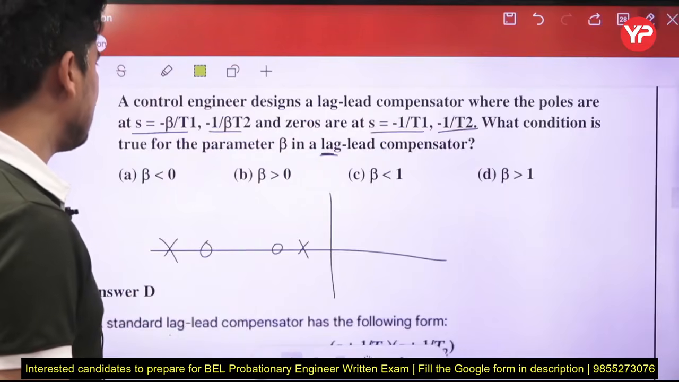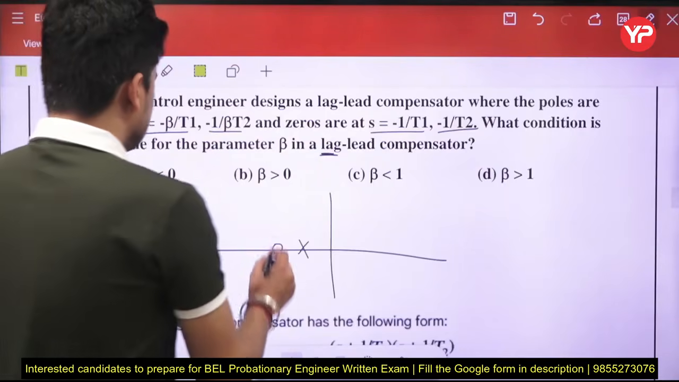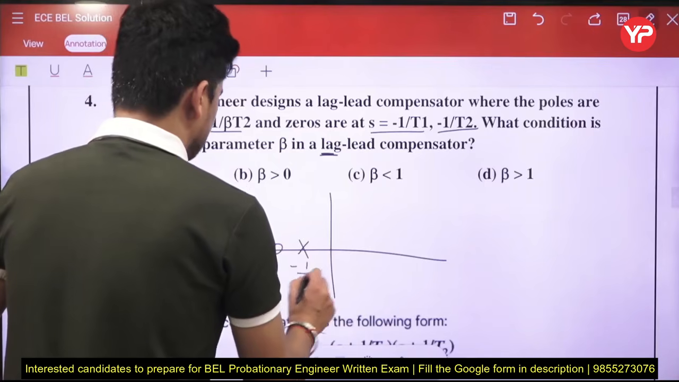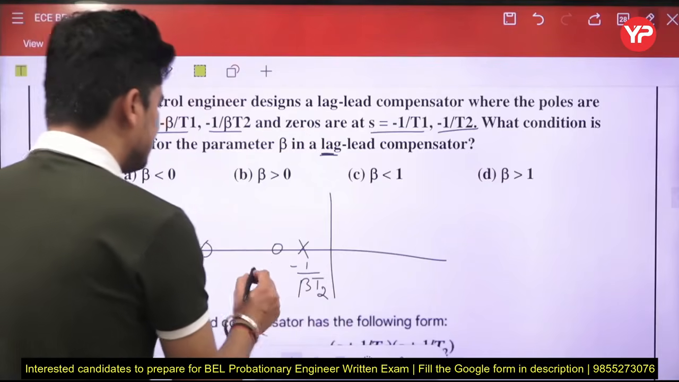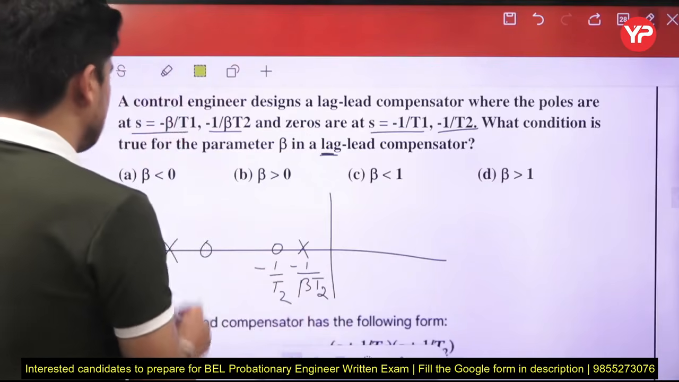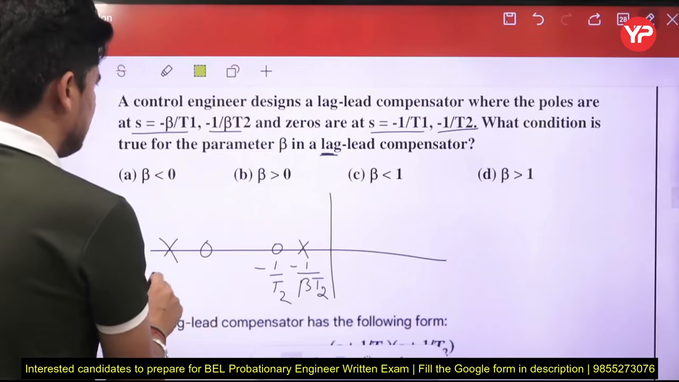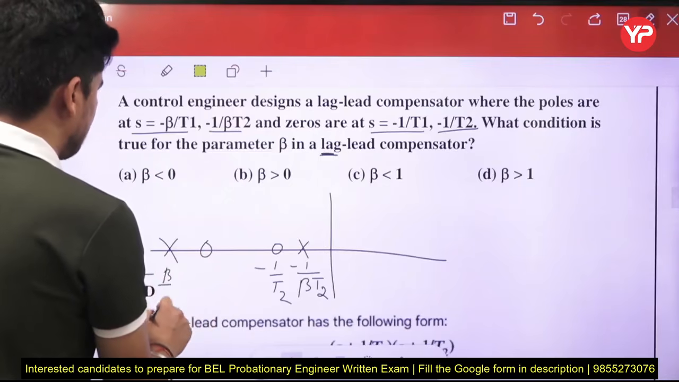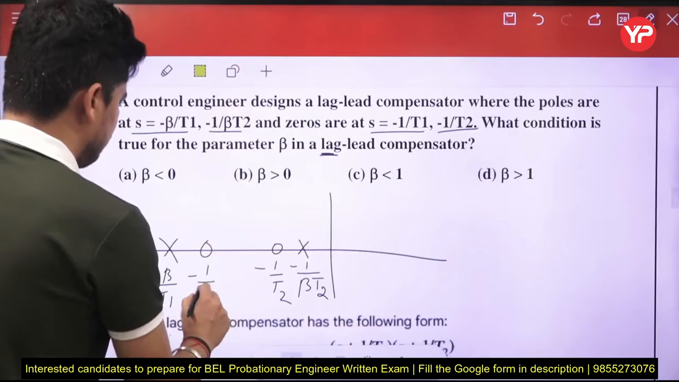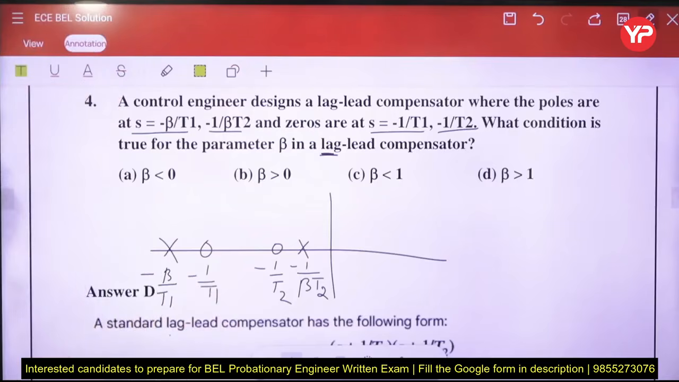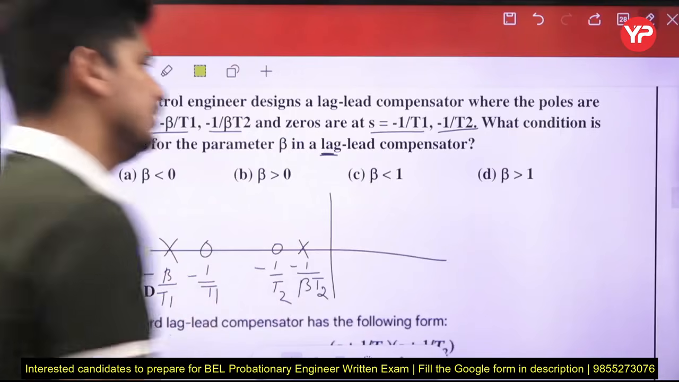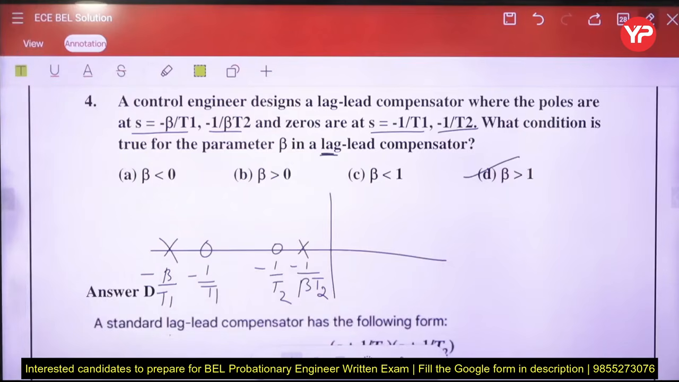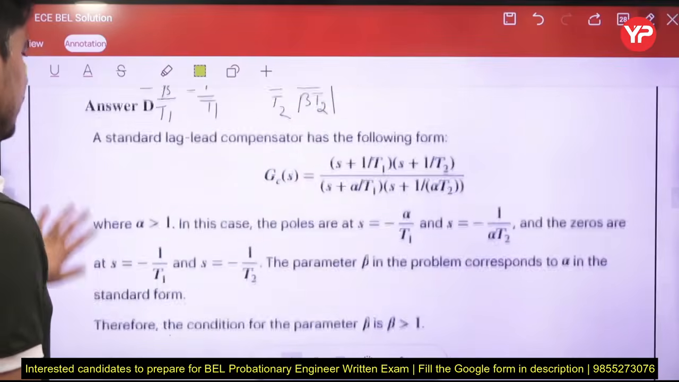So if I take this one as minus 1 upon beta T2, another one is minus 1 upon T2, and this one, the pole, is minus beta upon T1, and this is minus 1 upon T1. So this should be here and this should be here. It means beta should be greater than 1, then only it is possible. If beta is less than 1, then the opposite will happen and it will not work like a lag-lead compensator.